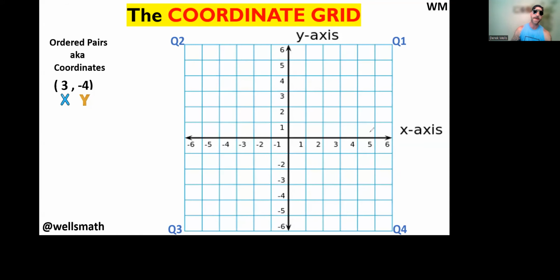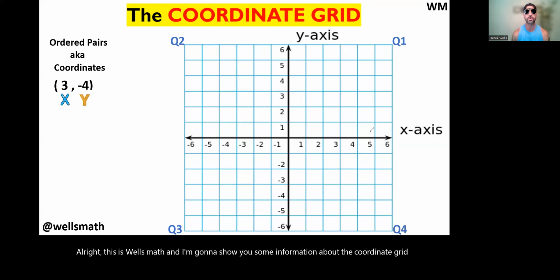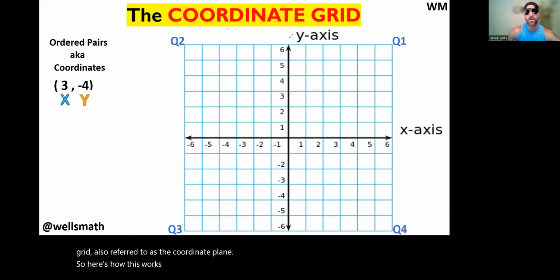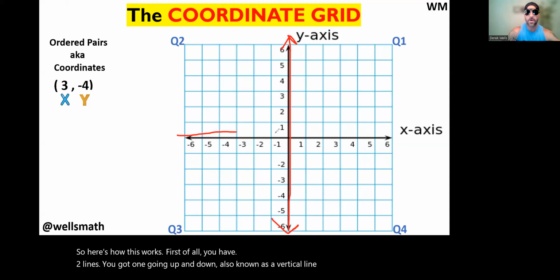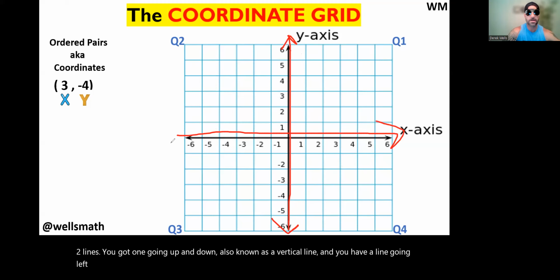All right, this is Wells Math, and I'm going to show you some information about the coordinate grid, also referred to as the coordinate plane. So here's how this works. First of all, you have two lines. You've got one going up and down, also known as a vertical line, and you have a line going left and right, also known as a horizontal line.